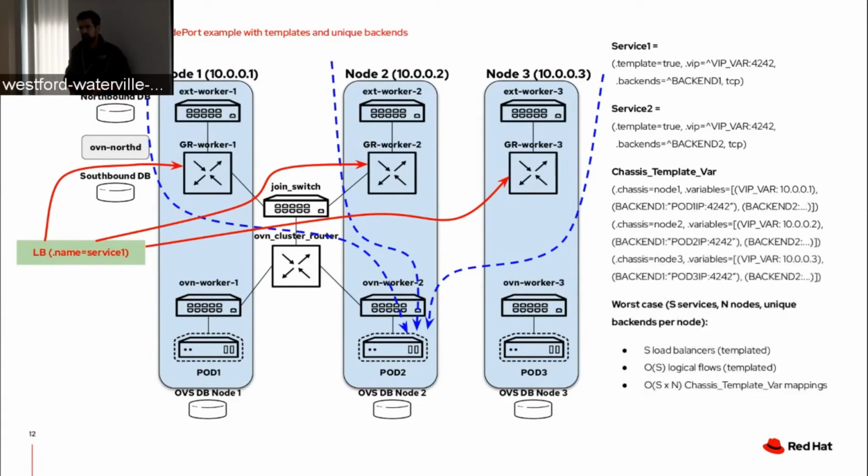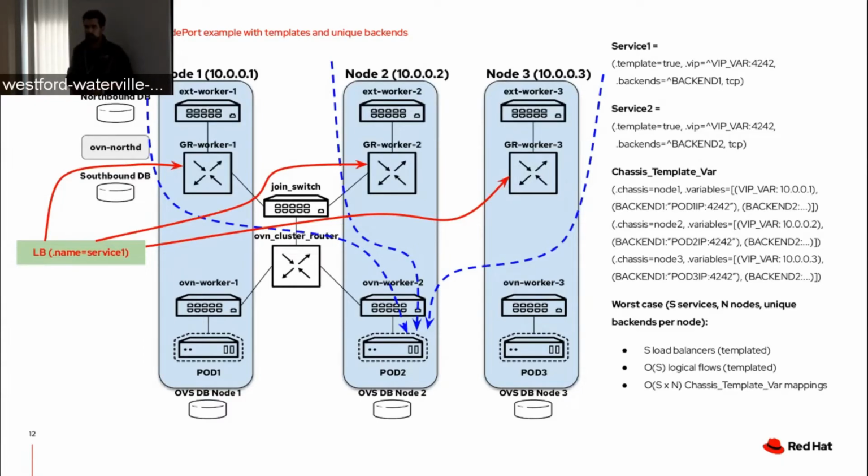There is, however, a worst case scenario, and that's when the services have different sets of pods on different nodes. In that case, we need to use more than n Chassis_Template_Var mappings. So in the worst case scenario, complexity is the same as in the current deployment mode. S services translate to S load balancers, but they also translate to O of S times n Chassis_Template_Var mappings.